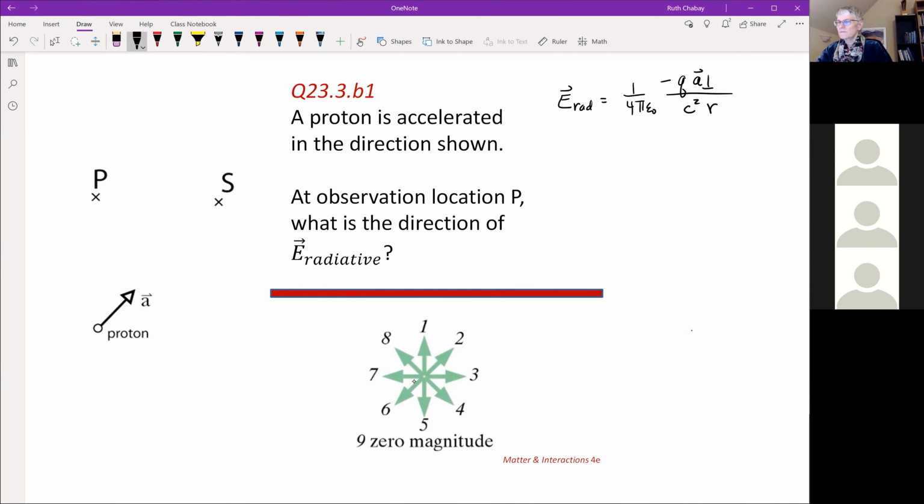Yeah, you're exactly right. So we have A perpendicular here. And because we have this minus Q here, Q is positive in this case because this was a proton. So the direction of the radiative electric field has to be opposite to A perpendicular. So when the electric field gets here, we're going to see radiative electric field to the left, opposite the A perpendicular, direction 7. Excellent.